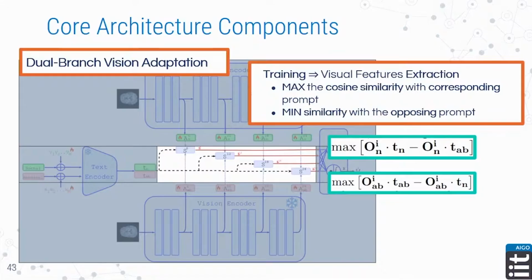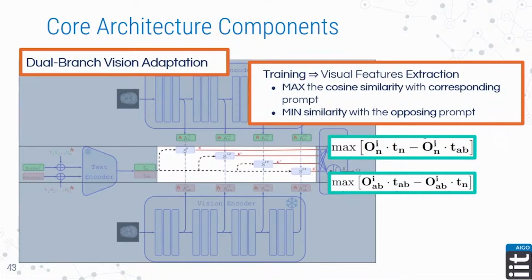And then we have the two branch vision adaptation. So what we essentially have in these modules, we just try to match the output of the adapters for the vision part O, which is taken from the normal branch or the abnormal branch. We essentially match with the dot product, which is a cosine similarity, with the text prompt Tn.